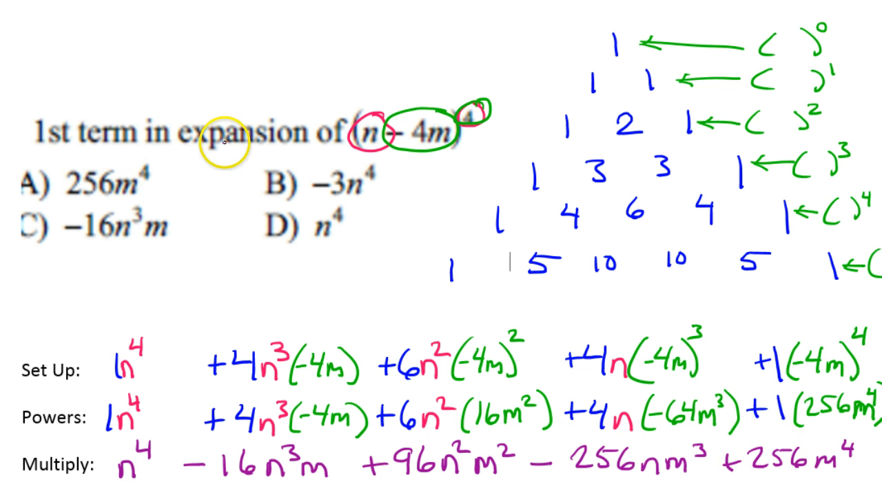So the first term in this expansion is just going to be n to the fourth power. So the answer to the question is D. But you should get in the habit of writing out the whole problem. Don't try to just do the one term because you need the practice.